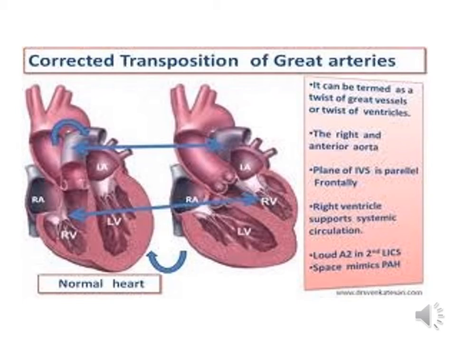Corrected transposition of the great arteries is termed a twist of the great vessels or a twist of the ventricles, with the aorta right and anterior. The plane of the right ventricle is perforated frontally. The right ventricle supports the systemic circulation.